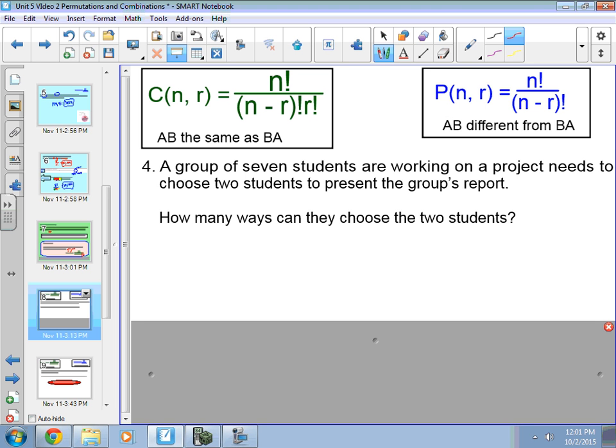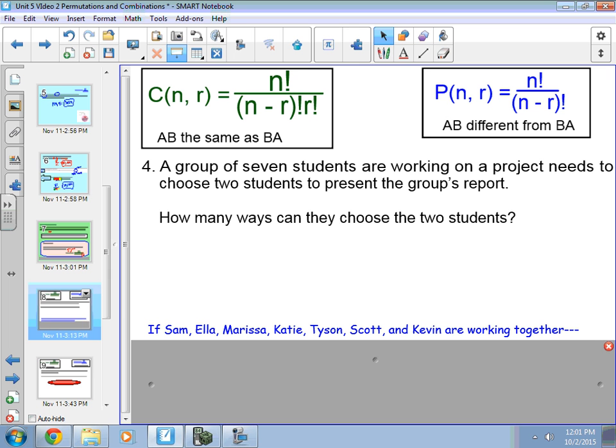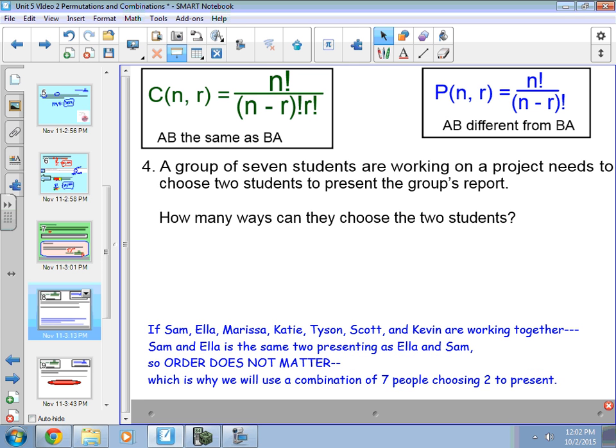This particular problem here, the order is not important. Say the people in the group are Sam, Ella, Marissa, Katie, Tyson, Scott, and Kevin. If Sam and Ella are picked to present, that would be the same as picking Ella and Sam. We don't really care who's first. We just care what 2 people are getting picked. So order does not matter in this case.